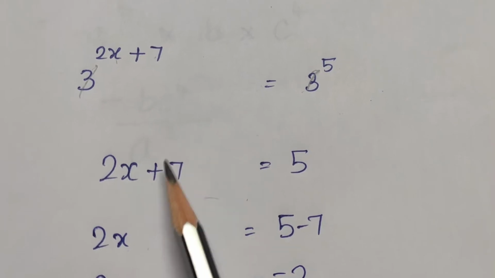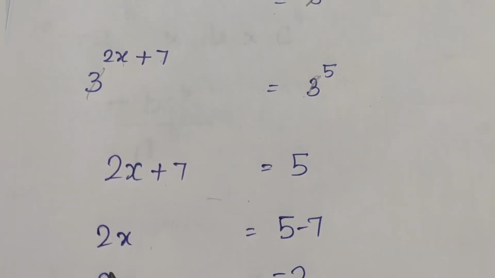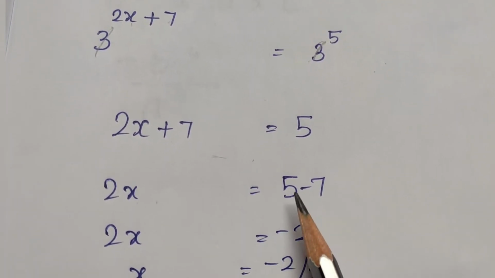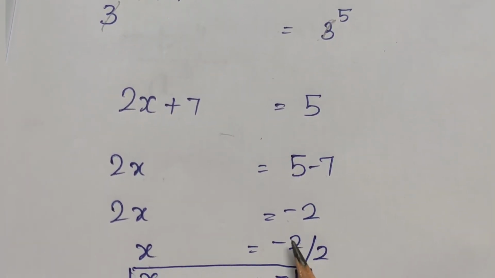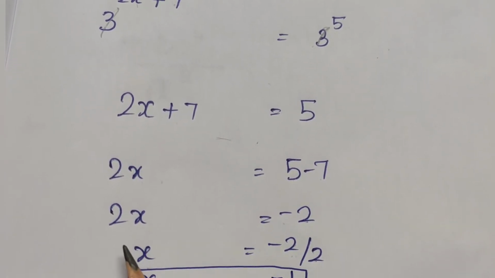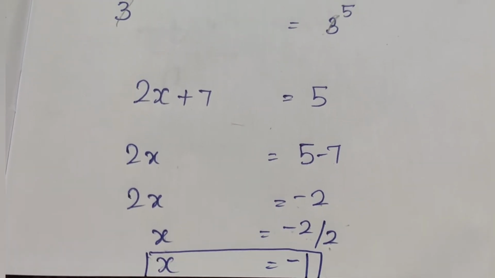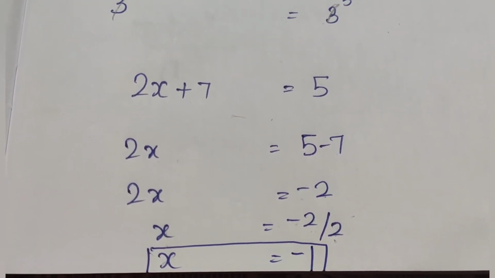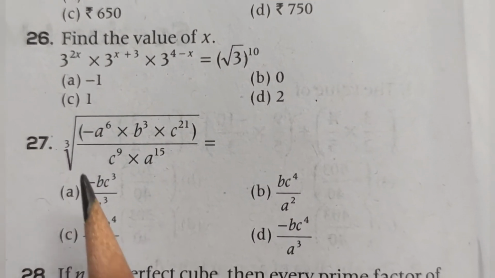So 2x is equal to 5, plus 7 goes to that side. Transposition, change the symbol. So 2x is equal to 5 minus 7, which is minus 2. x is equal to minus 2 divided by 2, because 2 comes to this side. So x is equal to minus 1. So the value of x is minus 1. Option A, minus 1.